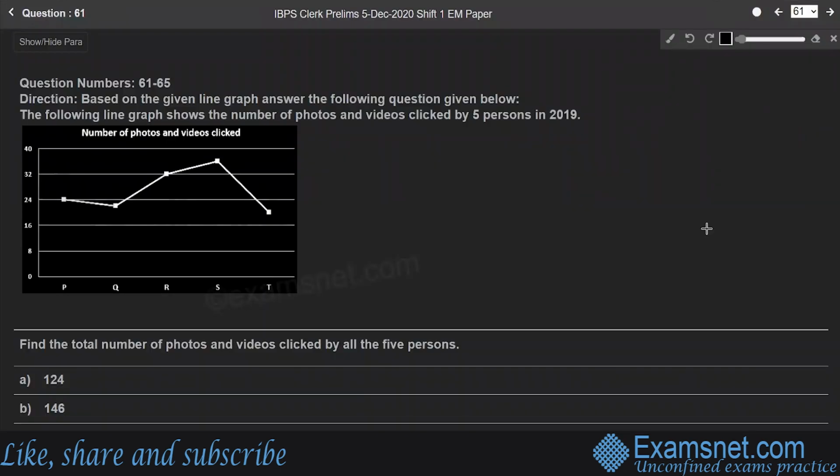Students, questions number 61 to 65 are based on the information given below. Here the direction is, based on the given line graph, answer the following questions given below. The following line graph shows the number of photos and videos clicked by 5 persons in 2019. So here are 5 persons P, Q, R, S and T. Let us make a table in which the persons are P, Q, R, S, T, and the number of photos and videos clicked.